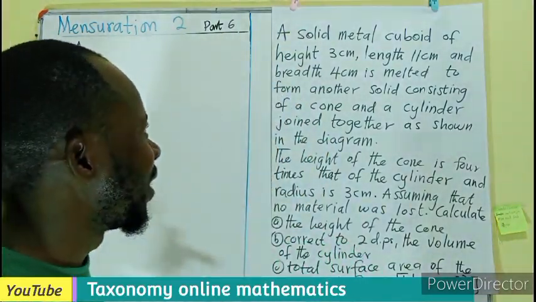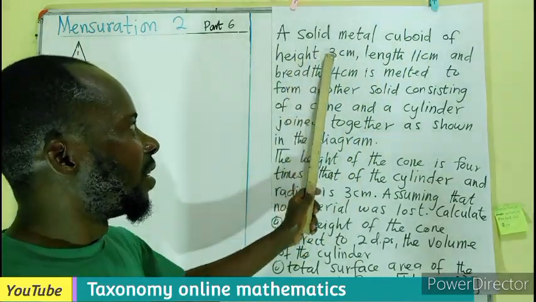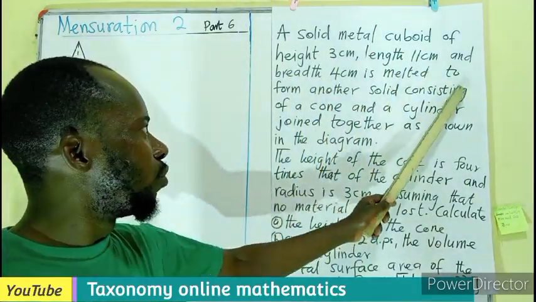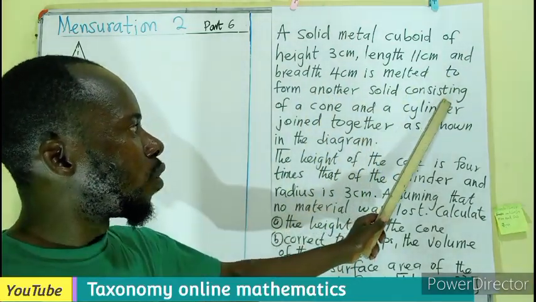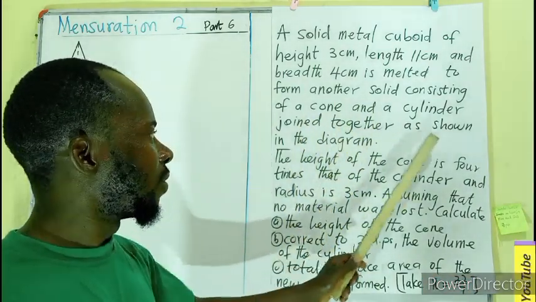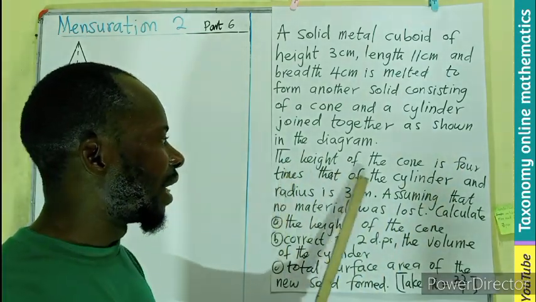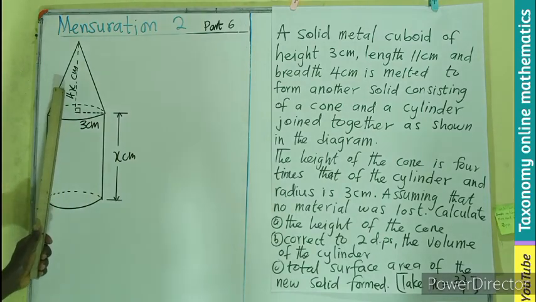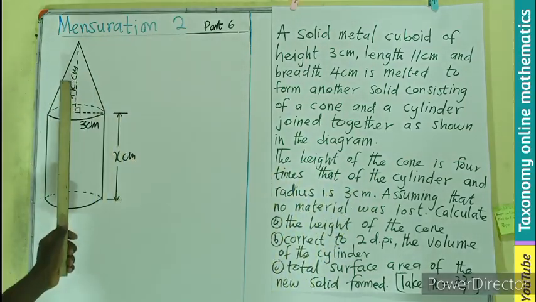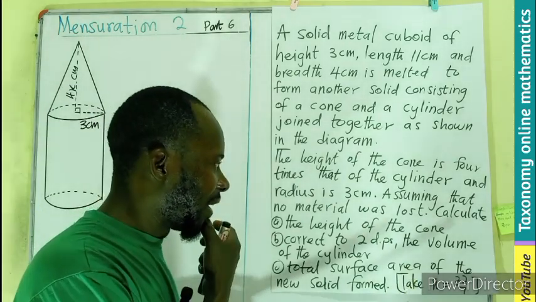All right, so we are taking this question: a solid metal cuboid of height 3 centimeter, length 11 centimeter, and breadth 4 centimeter is melted to form another solid consisting of a cone and a cylinder joined together. As we can see in the diagram, the height of the cone is 4 times that of the cylinder. You can see it, 4x and x, and the radius of both the cylinder and the cone is 3 centimeter.